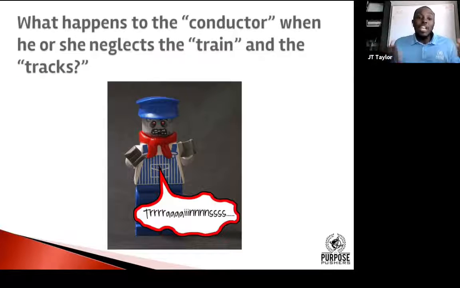All right, and here we are, the last question. What happens to the conductor when he or she neglects the train and the tracks? You got 20 seconds. What happens to the conductor who neglects the train and the tracks?